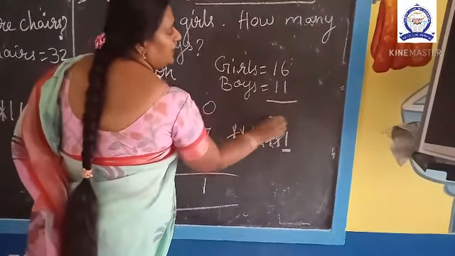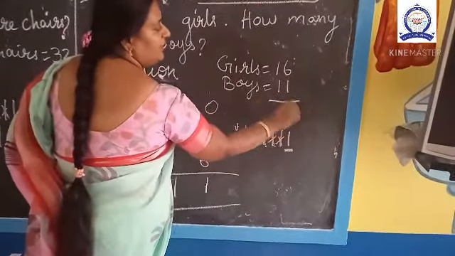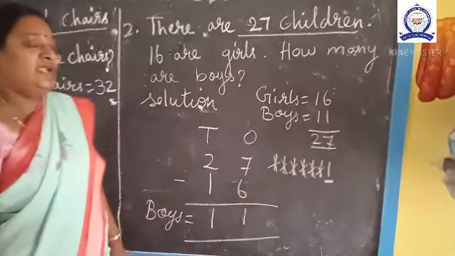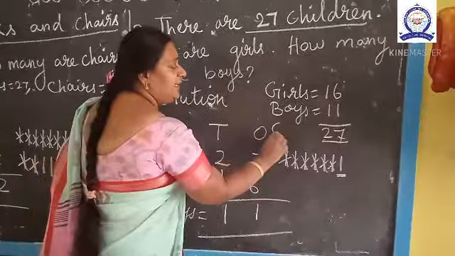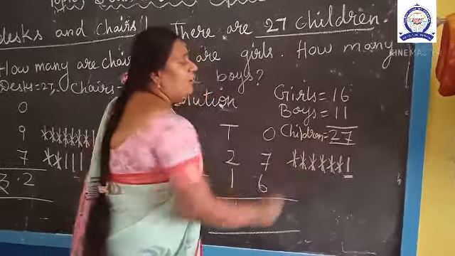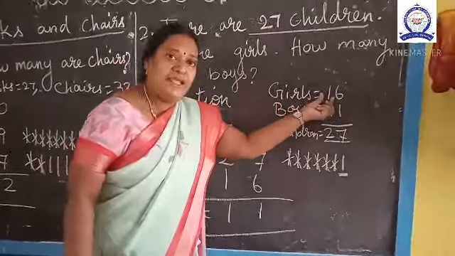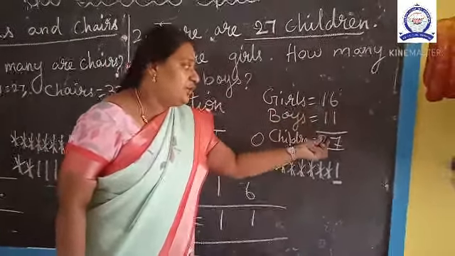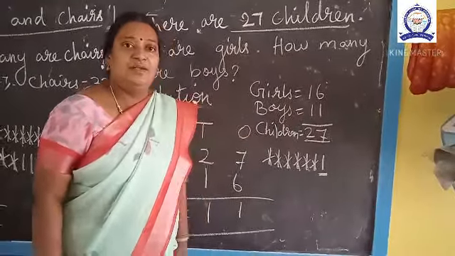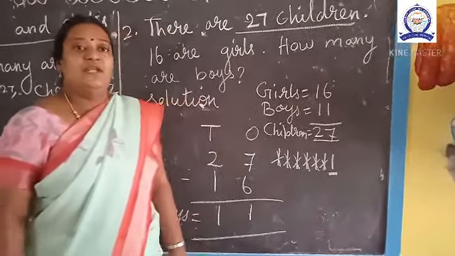So add பண்ணினா 6 plus 1, 7. 1 plus 1 is 2. Totally we get 27 children. So how many children are there? 27 children. அதிலிருந்து how many are girls? 16 they give. எப்படி boys கண்டுபிடிச்சோம்? 27 ல இருந்து 16 subtract பண்ணோம். We will get 11. Okay children? Okay children. Thank you.